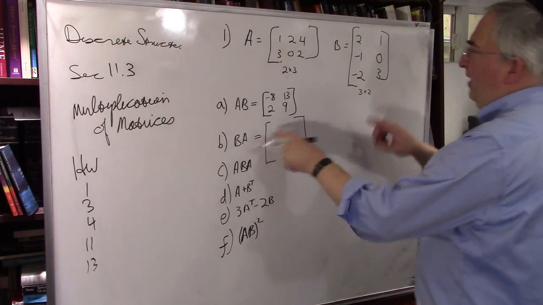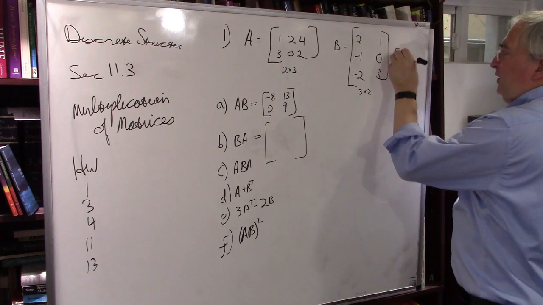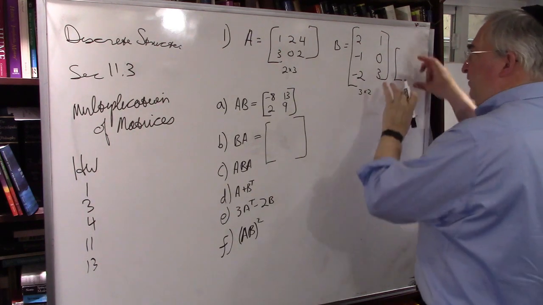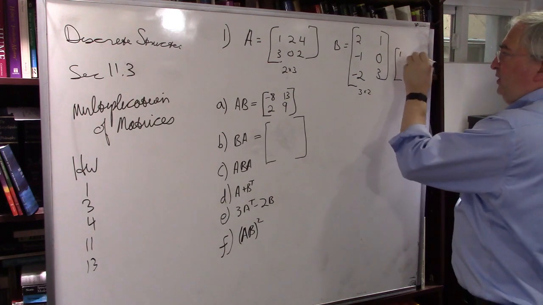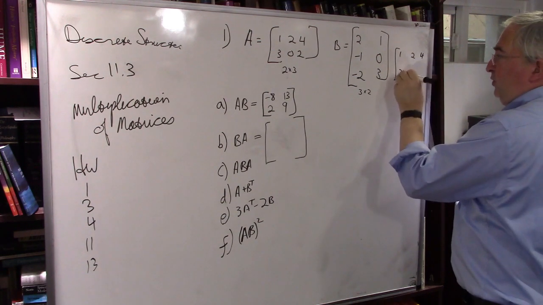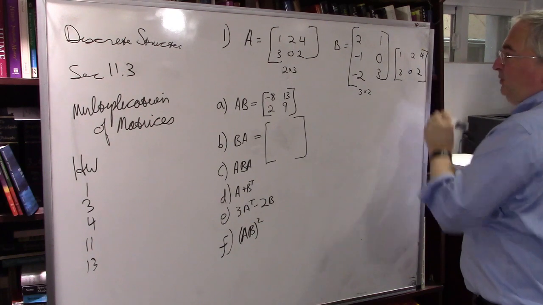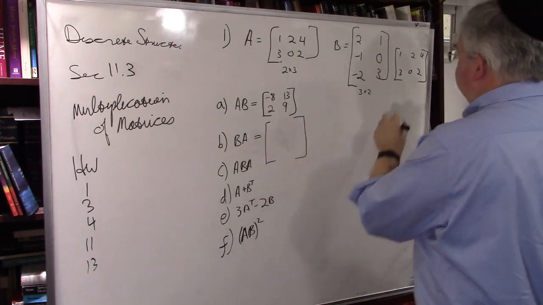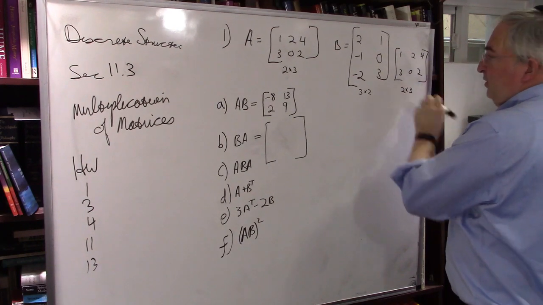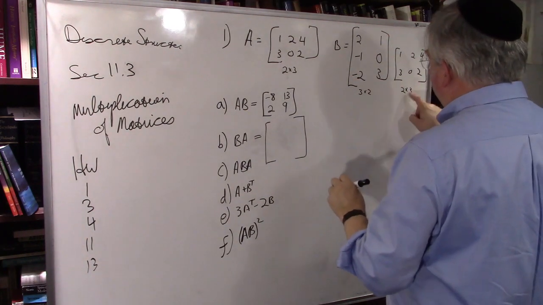Okay, but I have to rewrite it here. So let's rewrite A. I need to have it on this side, otherwise I screw up. So I'm going to write it 1, 2, 4, 3, 0, 2. Now I'm multiplying this times this. Ready? It's a 3 by 3 matrix. Okay, you get a 3 by 3 matrix.